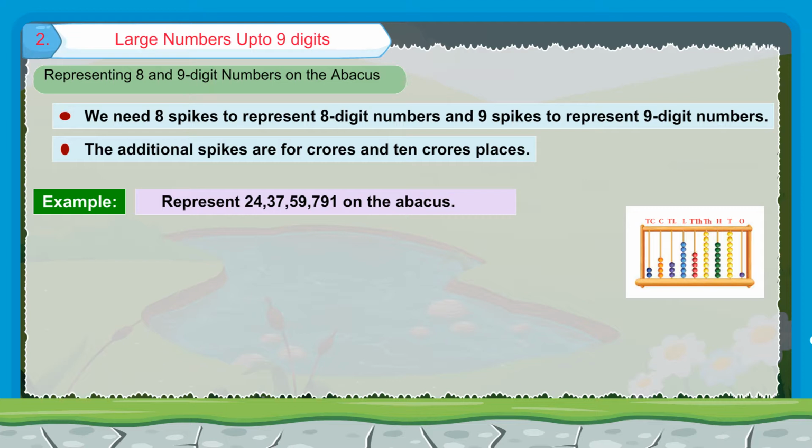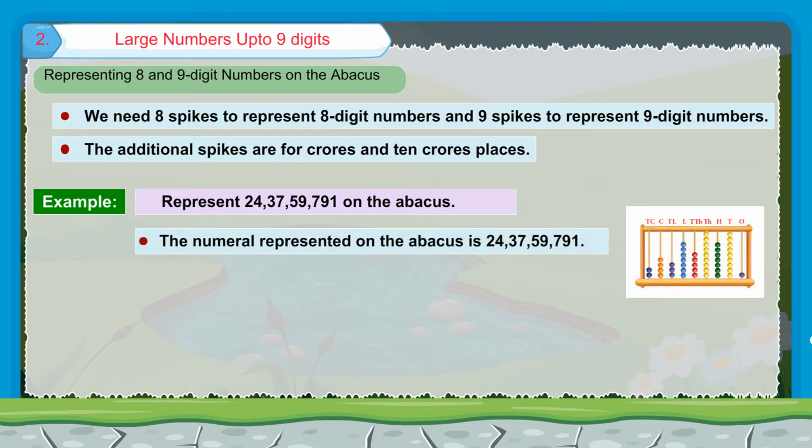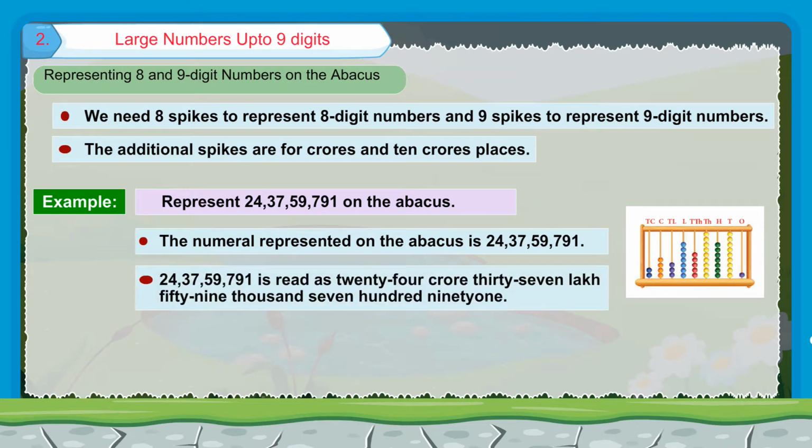Example: represent 24,37,59,791 on the abacus. The numeral represented on the abacus is 24,37,59,791. 24,37,59,791 is read as 24,37,59,791.